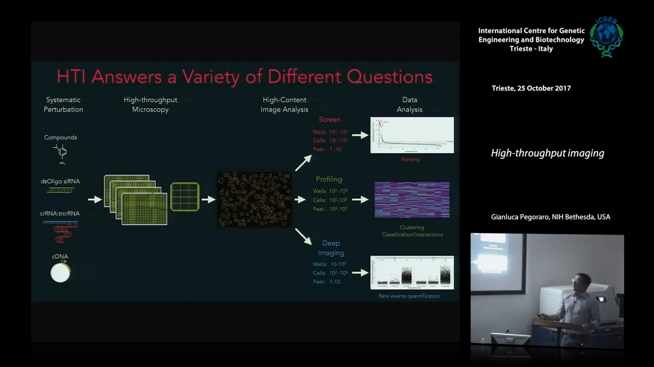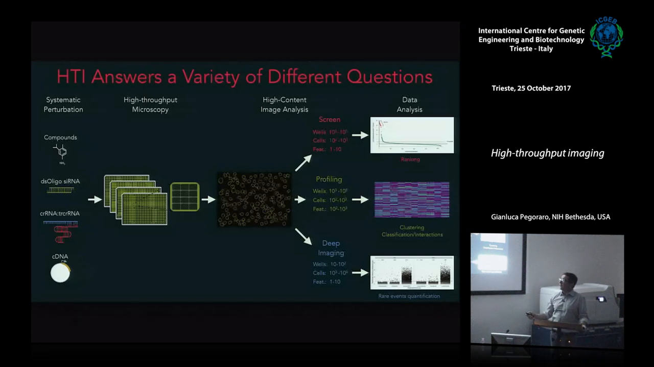But in the past 10 years, HTI has been extensively used in academia and in industry to screen large collections of oligo-siRNAs for the systematic knockdown of gene expression and to run reverse genetic screens to identify novel cellular pathways and gene function. More recently, the technique has also been used to screen libraries or collections of CRISPR-Cas9 reagents. So this time not to knock down gene expression, but to knock out gene expression.